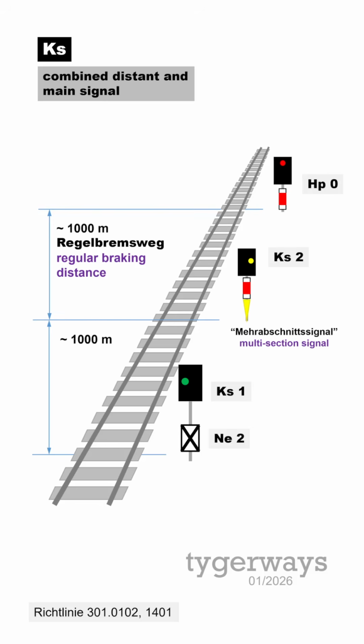And because you can pass the KS2 showing multi-section signal, this signal will give you a KS1 aspect that allows you to pass, obviously, the distance signal, but also informs you that you can pass the next main signal as well. In the situation where at the end there is a proceed aspect, you get all the same aspects on all three signals: KS1, KS1, KS1.